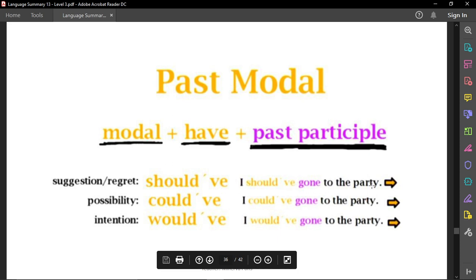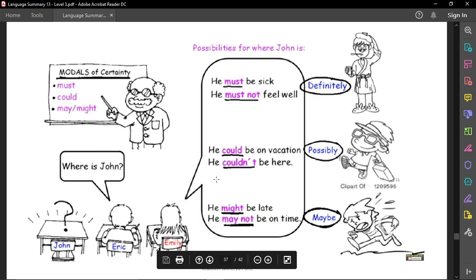I should have gone to the party. I could have gone to the party. I would have gone to the party. These sentences are the same. The only difference is the modal being used here. For possibility, could. For intention, would. And for suggestion or regret, should. Okay?